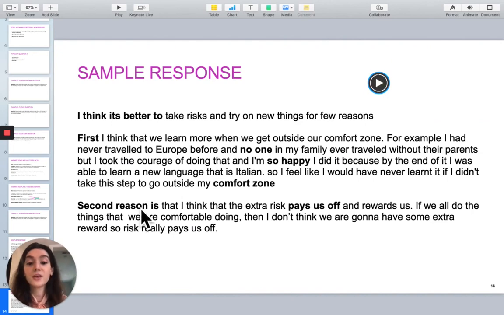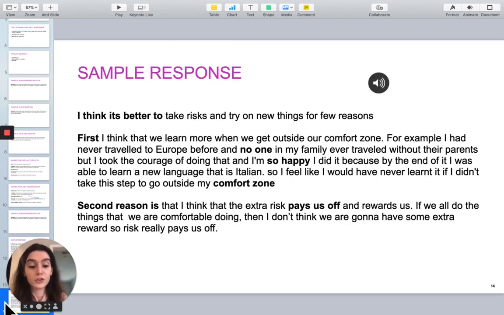Okay, then my second reason was that risk pays us off, and I don't have to give an example. I just have to elaborate on that reason so that the person understands what I mean by the extra risk pays us off, right? So if we do things outside our comfort zone and take those risks, it pays us off.